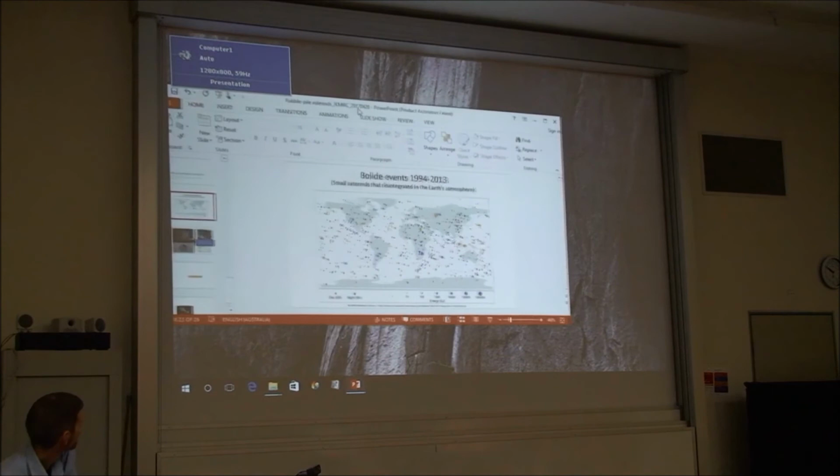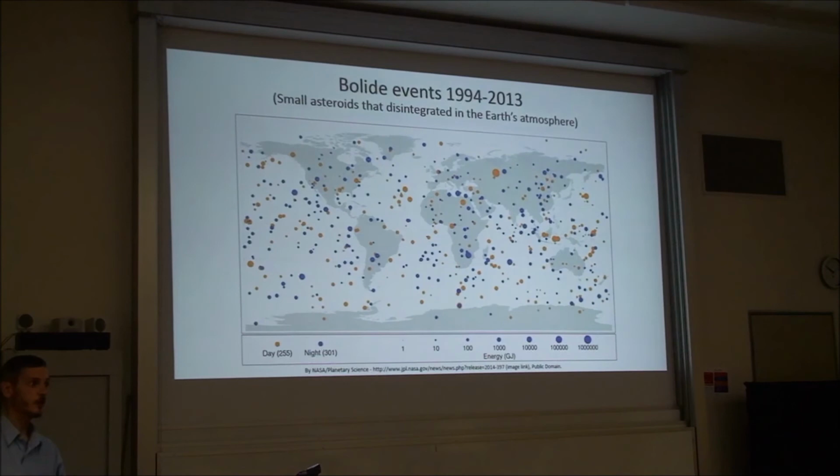So nowhere is safe. That's what this map is telling us. Roughly speaking, it doesn't really make much difference between whether it's day or night, which kind of makes some sense. It shouldn't matter. In terms of the energy release, they can go from 1 gigajoule up to about 1 million gigajoules. These, of course, are asteroids that didn't make it to Earth's surface.